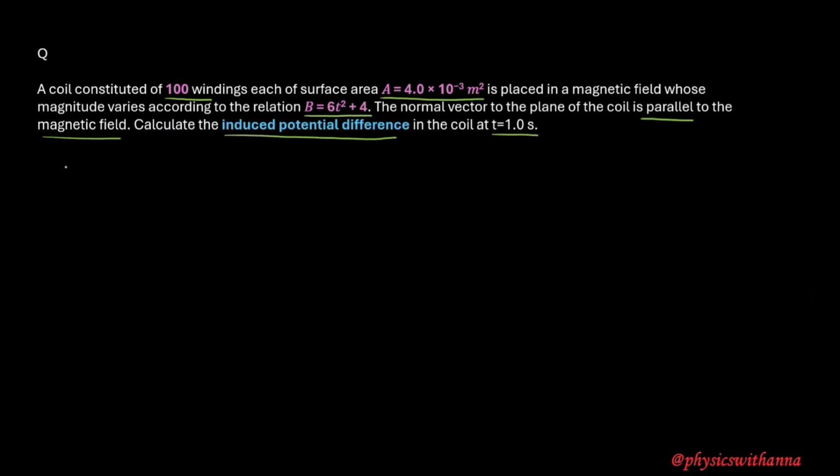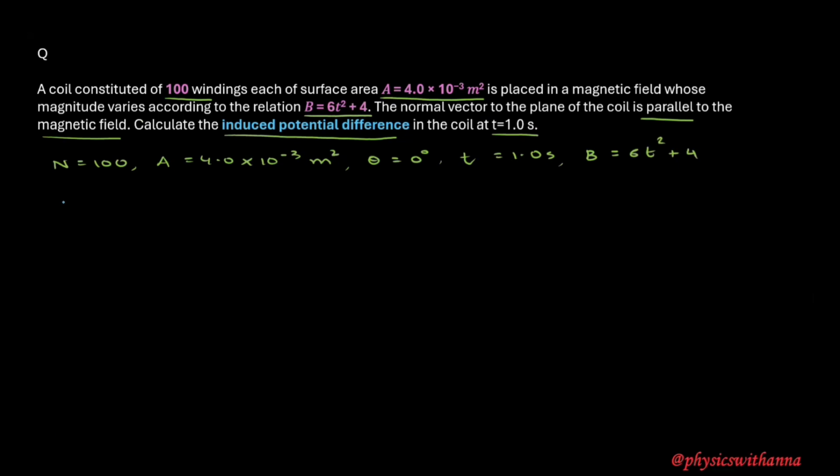So here in this question we have a coil that has number of windings capital N as 100. The area of the coil is 4 times 10 to the power negative 3 meters squared. The normal vector, which is also the area vector, is parallel to the magnetic field, so the angle theta is 0. And we need to find the induced EMF at time t equals 1 second, where the magnetic field B is given as a function of time, 6t squared plus 4.